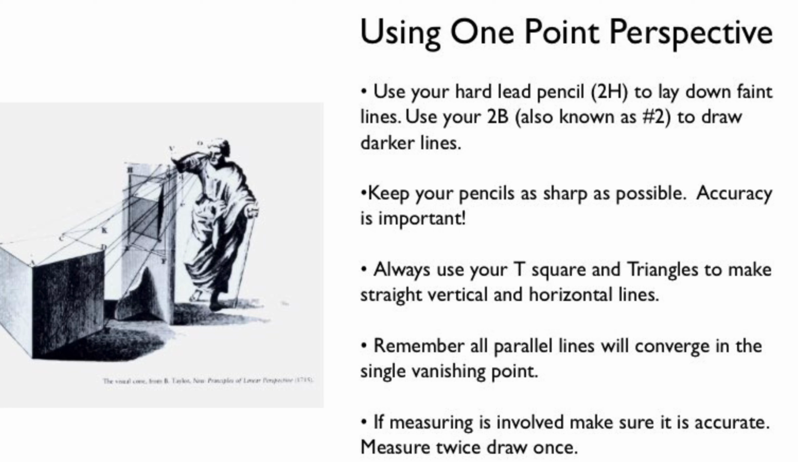Using 1-point perspective, use your hard lead pencil, 2H, to lay down faint lines. Use your 2B, also known as a number 2, to draw darker lines. And some of you just might have a number 2 only. Just use what you have available. Keep your pencils as sharp as possible. Accuracy is important. Always use your T-square and triangles to make straight, vertical, and horizontal lines. Remember, all parallel lines will converge in a single vanishing point. If measuring is involved, make sure it's accurate. Always measure twice and draw once.